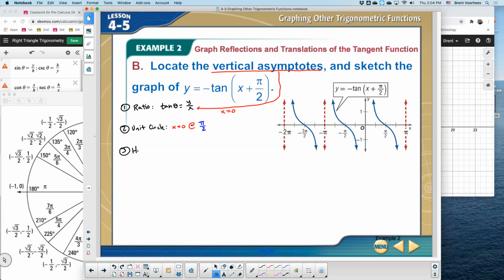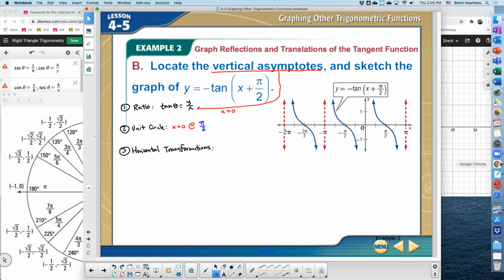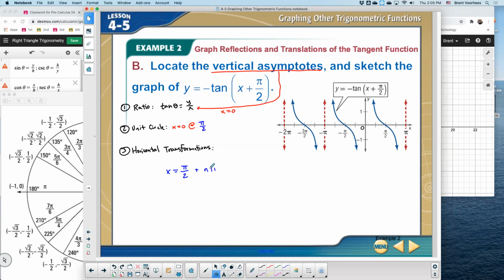Next, we're going to apply our horizontal transformations. So without a transformation, this would be very basic and simple. The vertical asymptotes would occur at x equals pi over 2 plus n pi. That's where they would all exist. But we have transformations. This time, I'm not adding a b value. My b value technically is 1 right there.